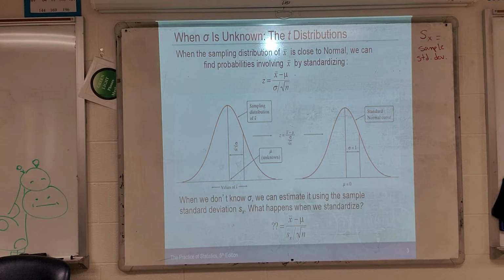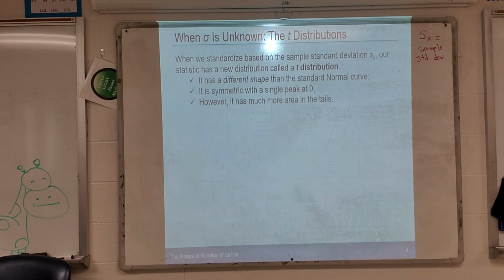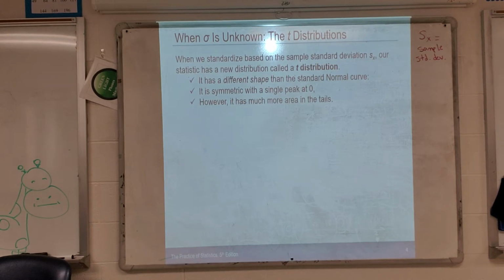So we can instead estimate it using that. So what happens when we standardize that? What happens when we take x bar minus mu divided by s of x divided by the square root of n, the sample standard deviation? That doesn't give us z anymore. What does it give us? It gives us a t distribution. It gives us a t.